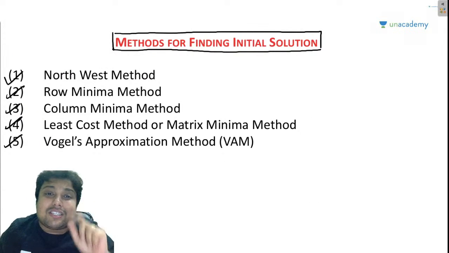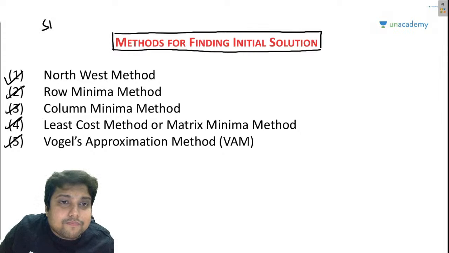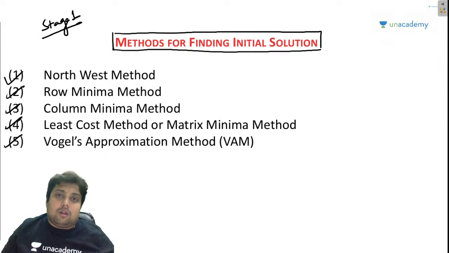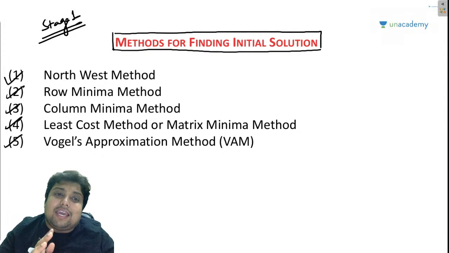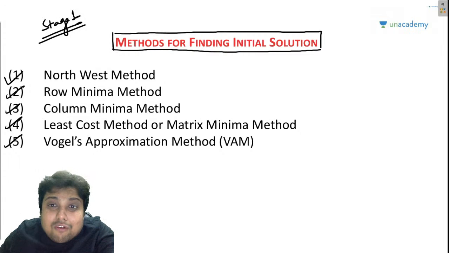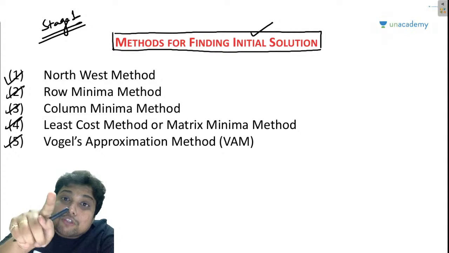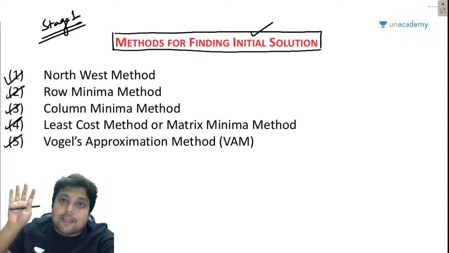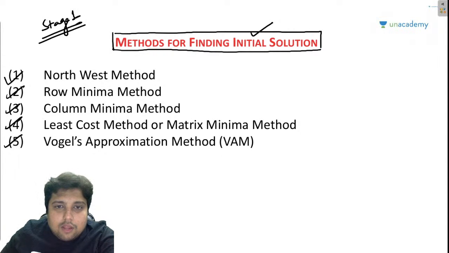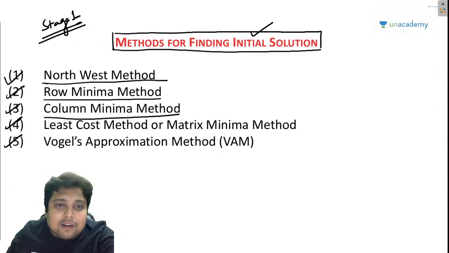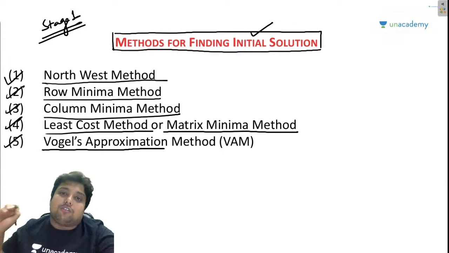Remember, stage 1 initial feasible solution, stage 2 optimality test. So for stage 1, that is for finding the feasible solution, remember, I am emphasizing this word, feasible solution, not the optimal solution. It has 5 methods: northwest corner method, row minima method, column minima method, least cost method, which is also known as matrix minima method, and the last is Vogel's approximation method.